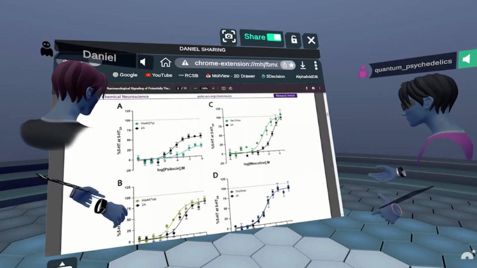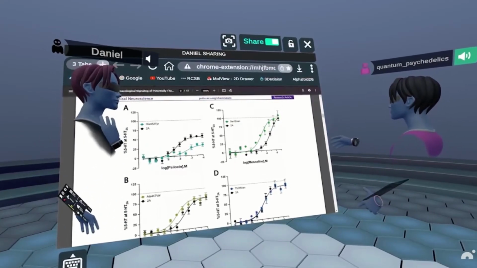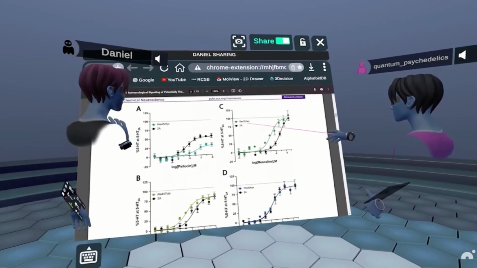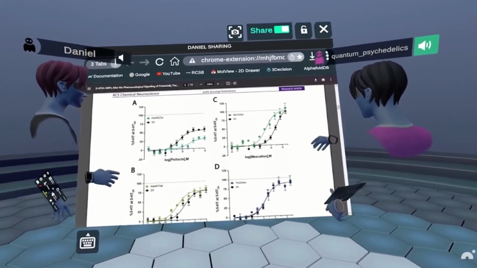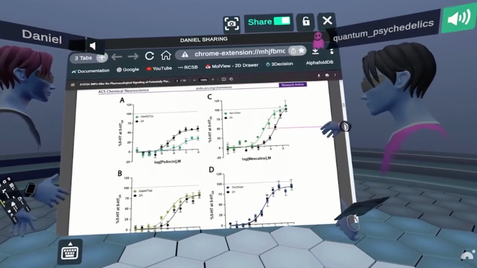And if we compare that, for example, to serine 12 asparagine, notice how with that mutation, when you have mescaline as the drug, the potency actually increases.